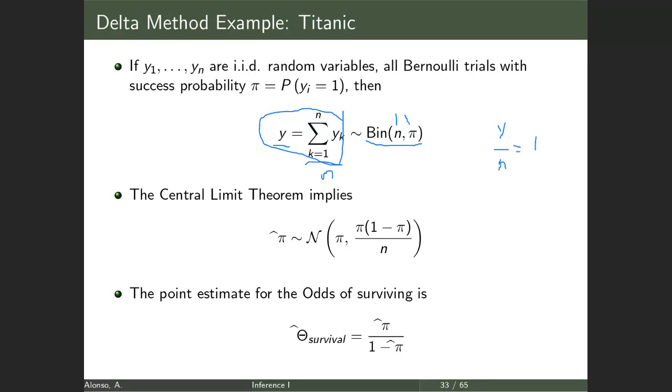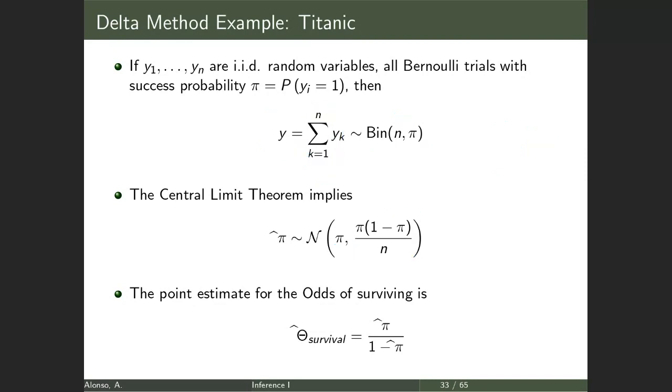That is an estimator of the probability of surviving, right? So if you take the number of survivals and you divide it by the total sample size, that's an estimator of the probability of surviving, and that's just an average. So the central limit theorem guarantees that it asymptotically follows a normal distribution with mean pi and variance pi times 1 minus pi divided by n. Just go back to the central limit theorem and do a little bit of math.